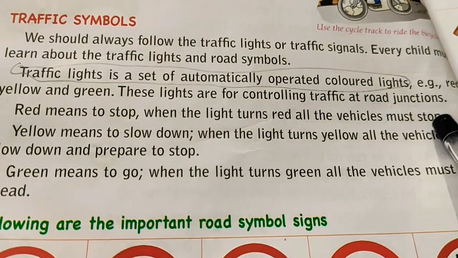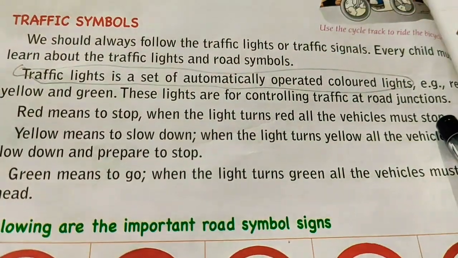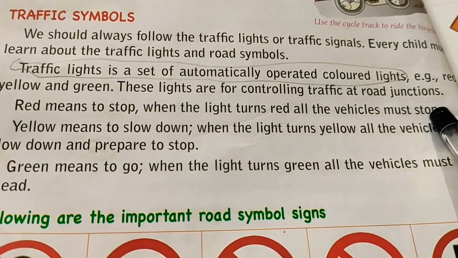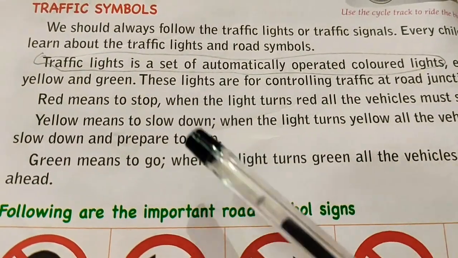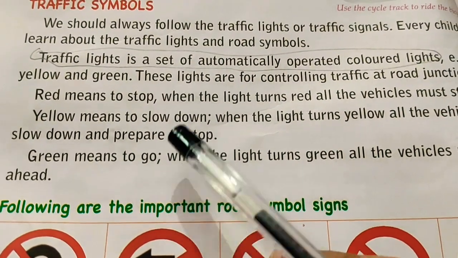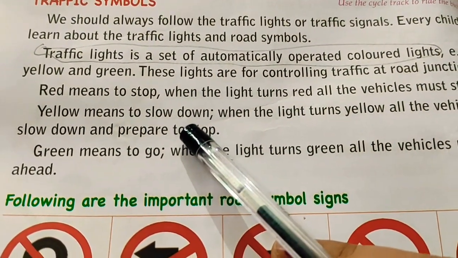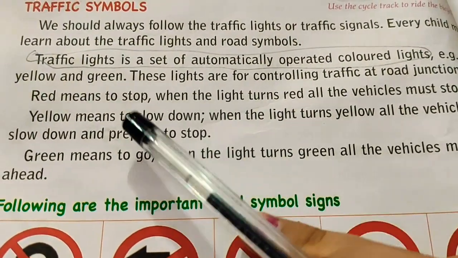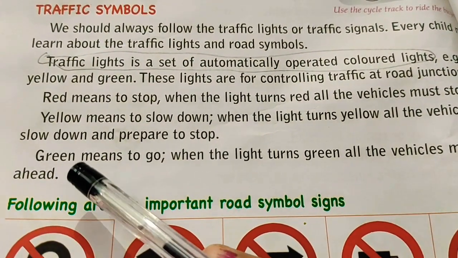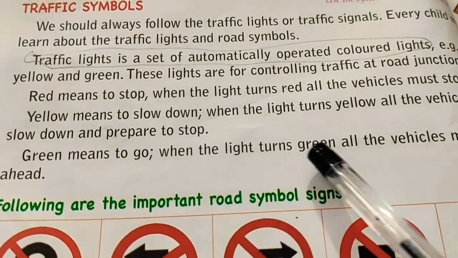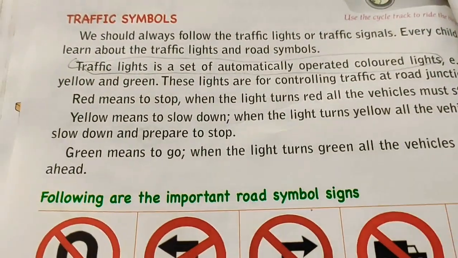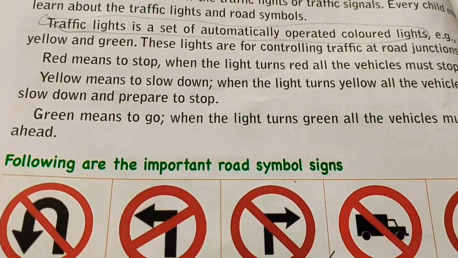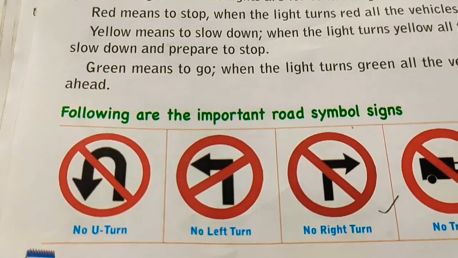Yellow means to slow down. When the light turns yellow, all the vehicles slow down and prepare to stop. When the light in the traffic is yellow in color, that means you have to slow down your vehicle and be ready to stop, because soon after yellow the light will become red. Now, green means when the light turns green, all the vehicles must go ahead. When the light turns green, then you have to start moving with your vehicles.